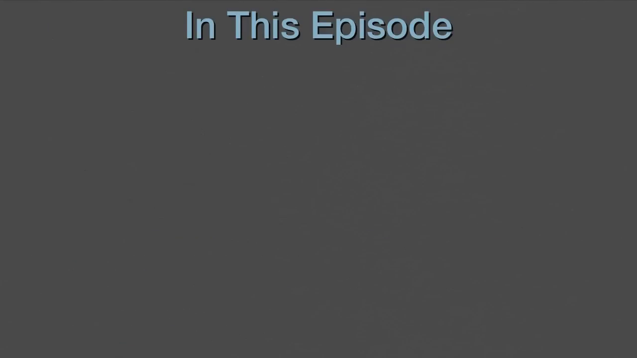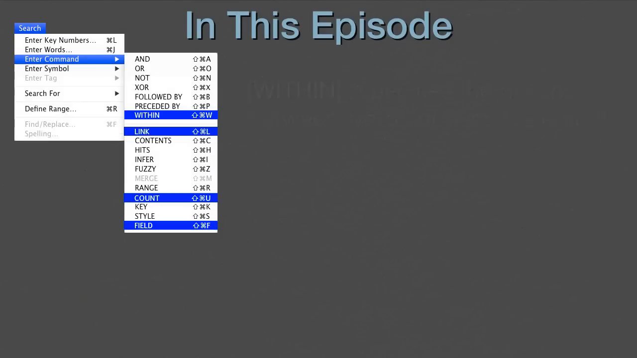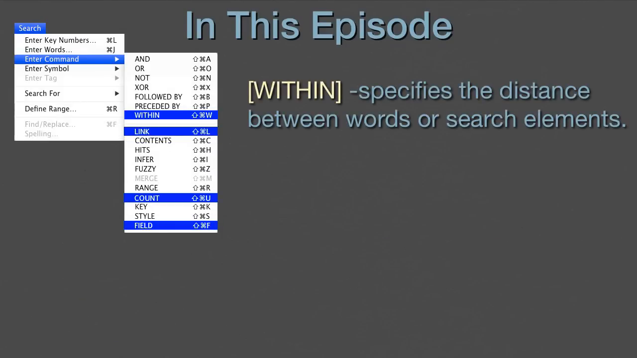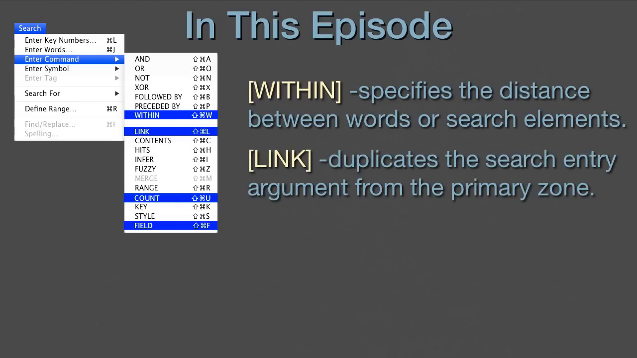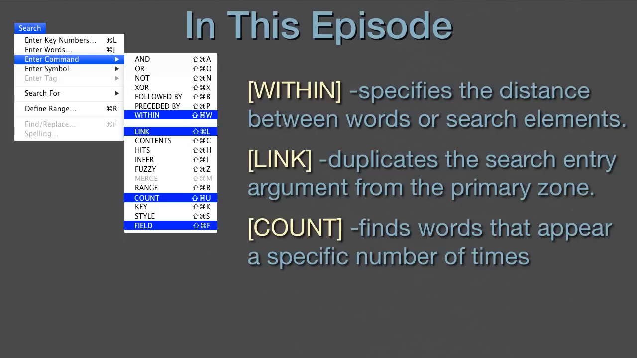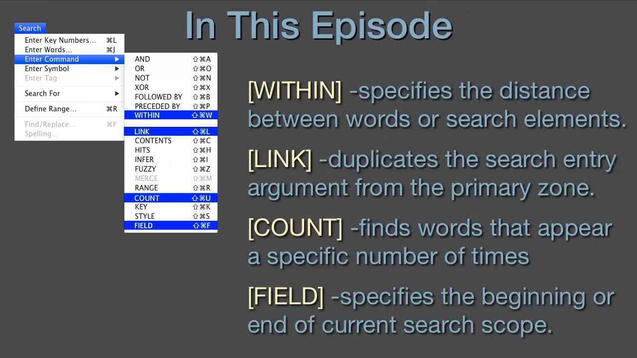We'll also use 4 different search commands. Within, which specifies the distance between words or search elements. Link, which duplicates the search entry argument from the primary zone. Count, which finds words that appear a specific number of times. And field, which allows users to specify the beginning or end of the current search scope. We'll be working entirely in English in this episode, so we won't be covering our various tagged texts.